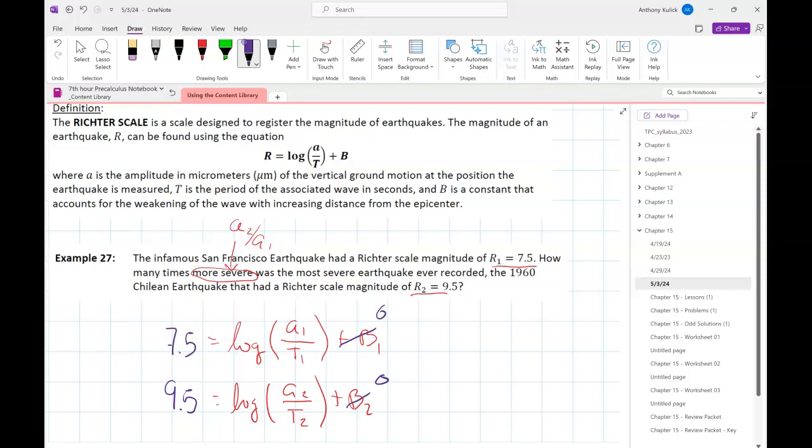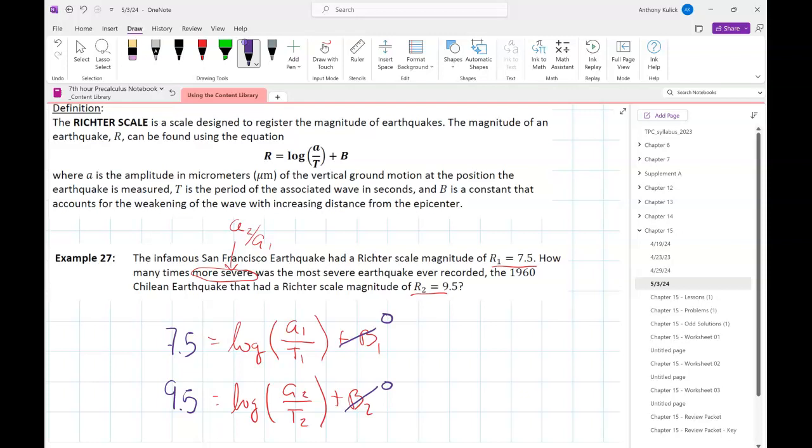Everybody's good with that? And how I was able to make that assumption that it was just zero? How about the T's now? Remember, what is T describing? T is the period, right? It's the amount of time it takes for our plate to go like this, and then back to the start, right? Everybody's okay with that idea?